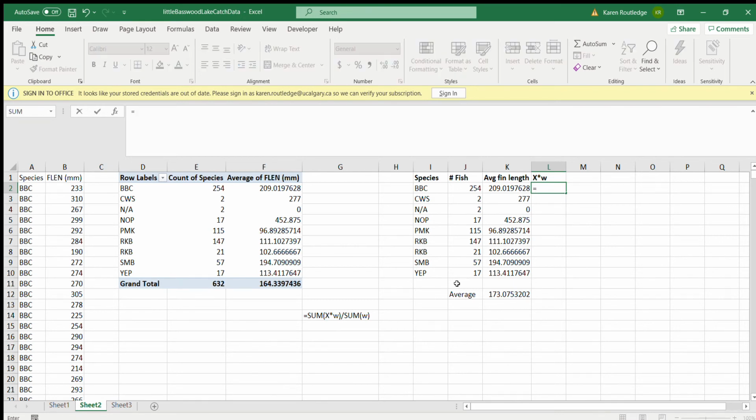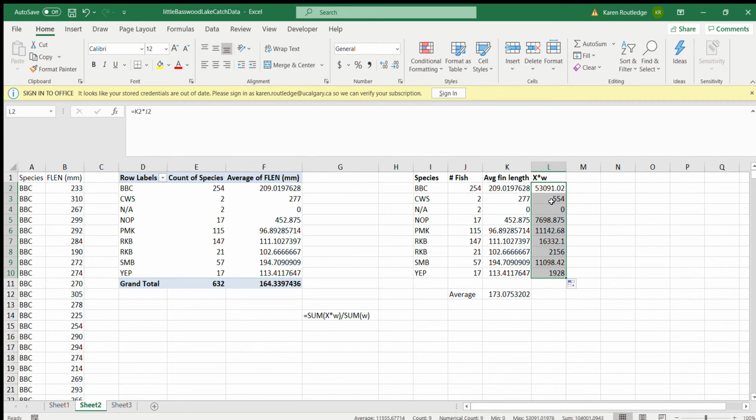Our equation says we need to take x, fin length, times w, number of fish. So let's do that. It is the fin length here, and we're going to multiply that times our number of fish, and that is our first x times w. That is for that one data point. We need to do this for all of our data points separately. So that's 277 times 2 is 554. It shows there. 0 times 2 is 0. We go all the way down. So those are all of our x times w's.